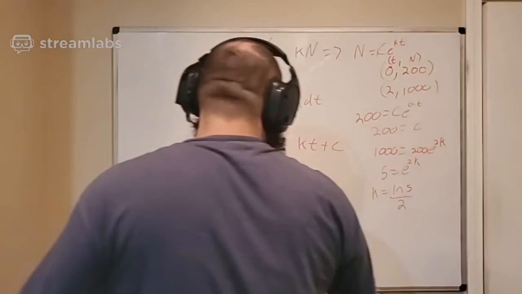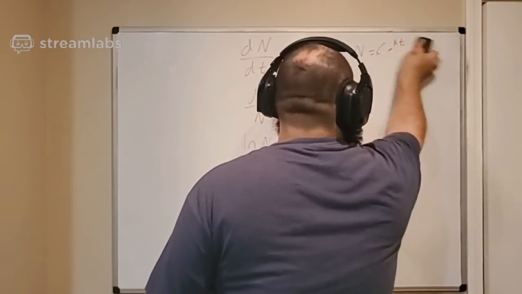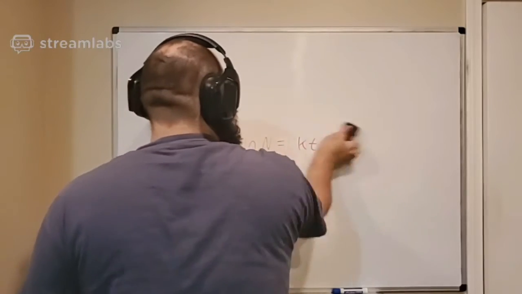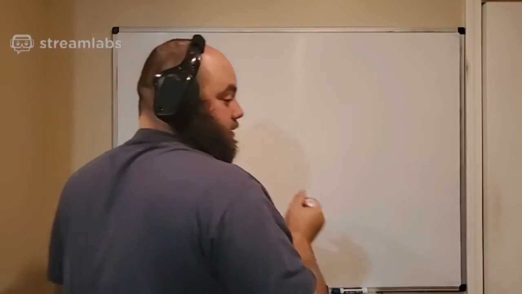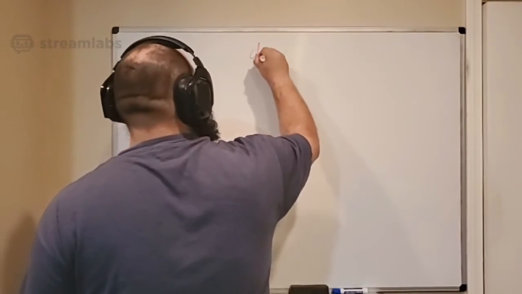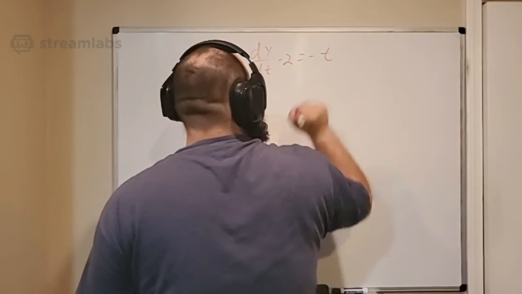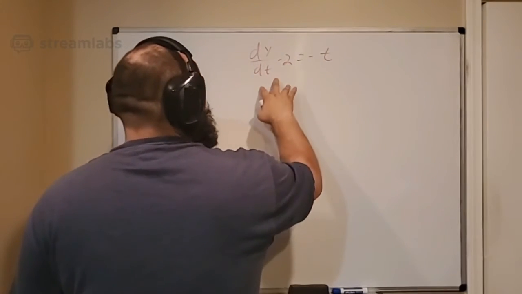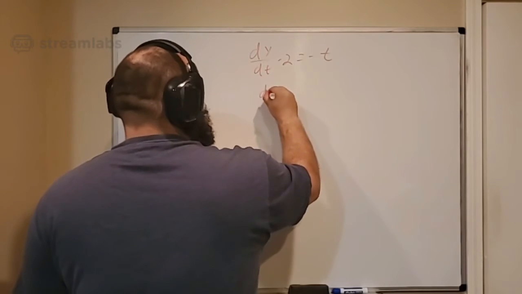So this one is a little different than some of the others. So what was it, dy dt? Yeah, minus 2 equals negative y. So you get dy dt minus 2 equals negative t. At that point, anytime you have a differential equation at your level, you want to get dy dt, the differential part, alone. So I would add the 2 over.